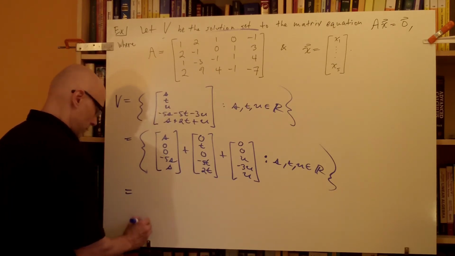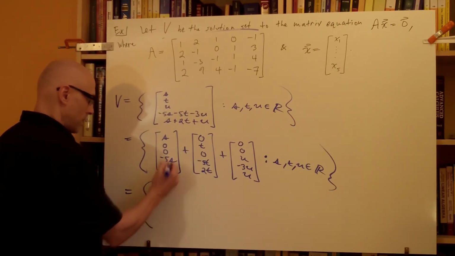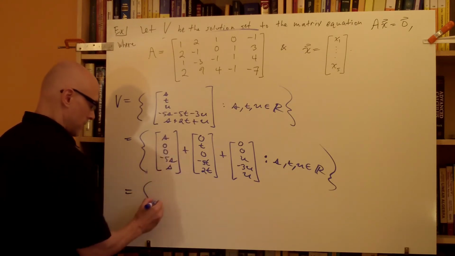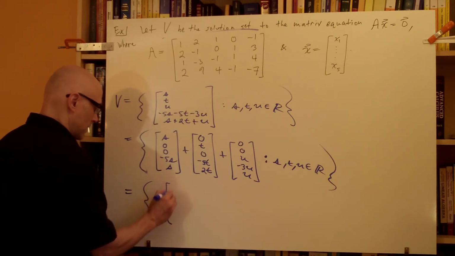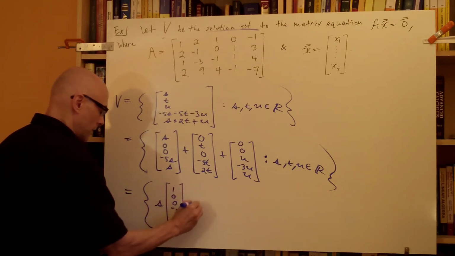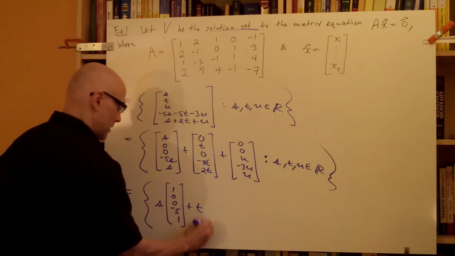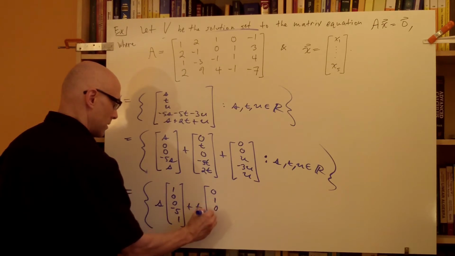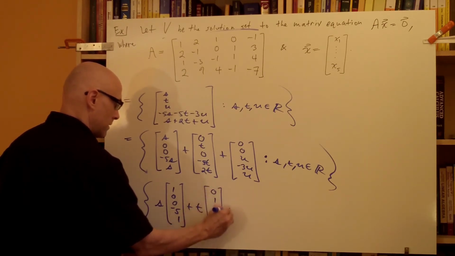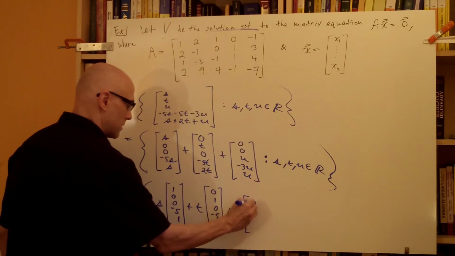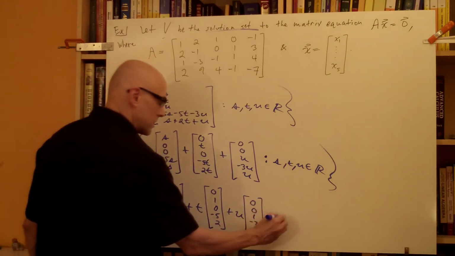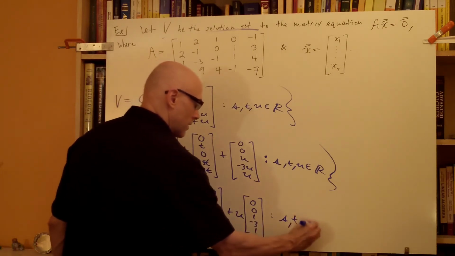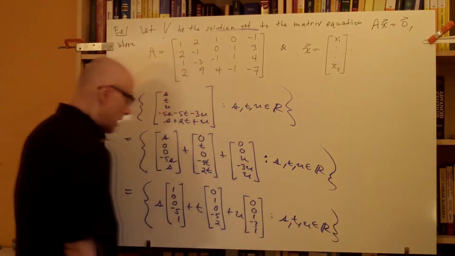So, a little more to do. The S here, we can factor out of this vector. This is S times 1, 0, 0, negative 5, 1, plus T times 0, 1, 0, negative 5, 2, plus U times 0, 0, 1, negative 3, 1. And once again, S, T, and U are real values.